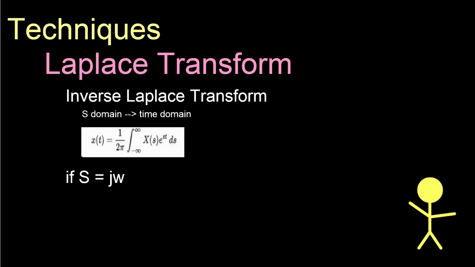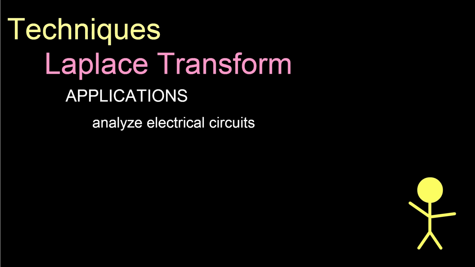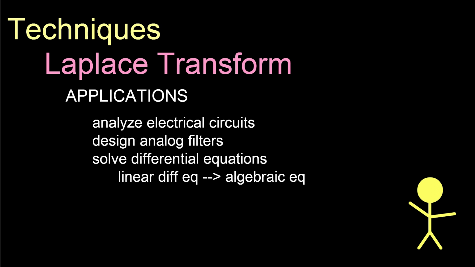If j omega is substituted into S, the Laplace transform is the same as the Fourier transform. This means the Fourier transform is a subset of the Laplace transform. Applications of this technique are, it's often used for analyzing electrical circuits, helps to design analog filters, and it helps to solve differential equations by reducing a linear differential equation into an algebraic equation. The Laplace transform can only be used for continuous time signals, but the Z-transform is its discrete time equivalent.